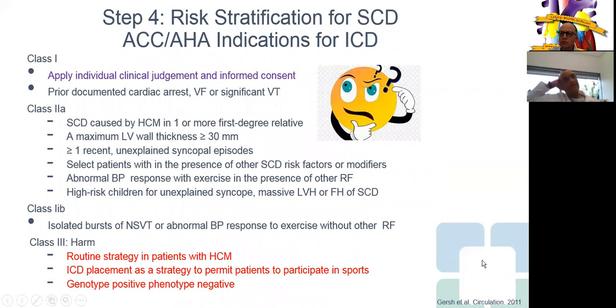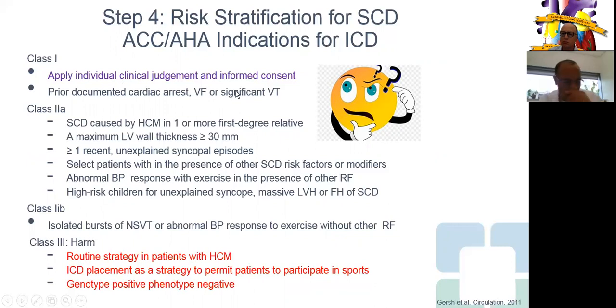So next is risk stratification for sudden cardiac death. A lot of these patients are younger, and there's a higher than normal incidence of sudden cardiac death. So what do ACC/AHA say about ICD? They say to apply individual clinical judgment and informed consent.